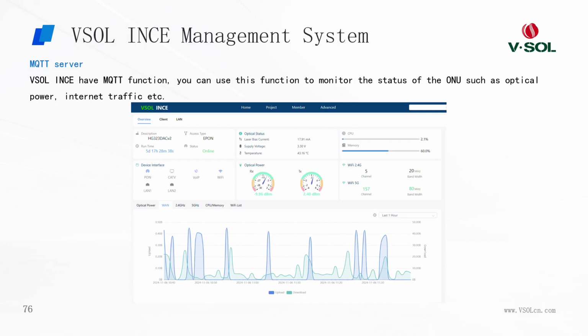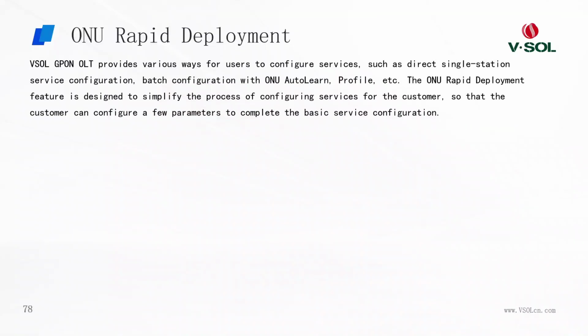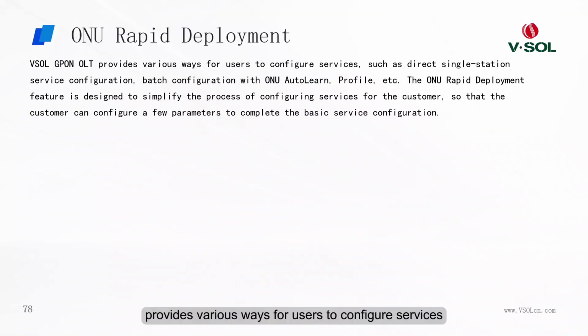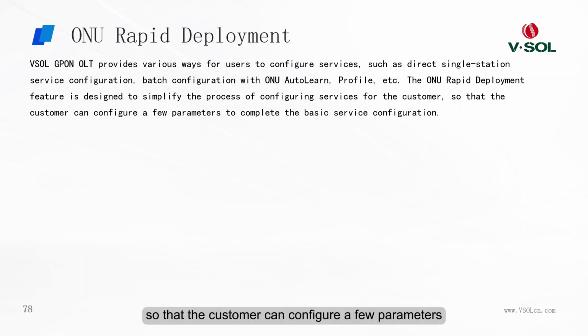Next we talk about ONU rapid deployment. VSOL Japan OLT provides various ways for users to configure services, such as direct single-station service configuration, batch configuration with ONU AutoLearn profile. The ONU Rapid Deployment feature is designed to simplify the process of configuring services for the customer, so that the customer can configure a few parameters to complete the basic service configuration.